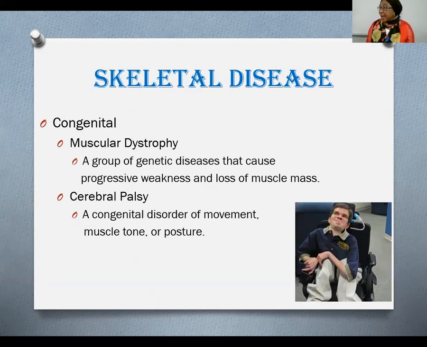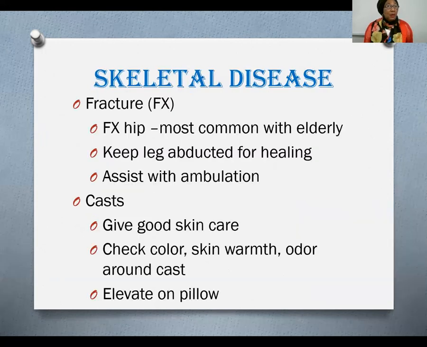Muscular dystrophy sometimes, you can be born normal, but then your muscles start losing strength. So it's a progressive weakness and loss of muscle mass. Your muscles just waste away. There are some people who were born like that, and some people develop it as they grow. Other skeletal diseases can be a fracture, which is very common in elderly people when they fall because their bones are now so brittle. They fall, and they will easily break their hips.